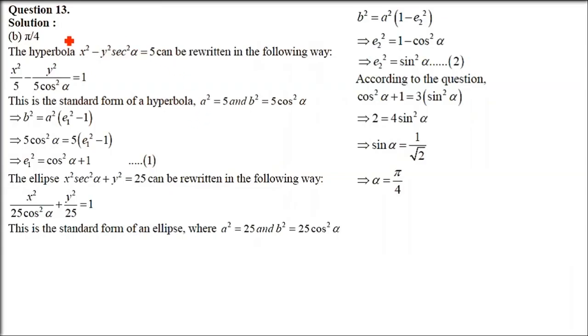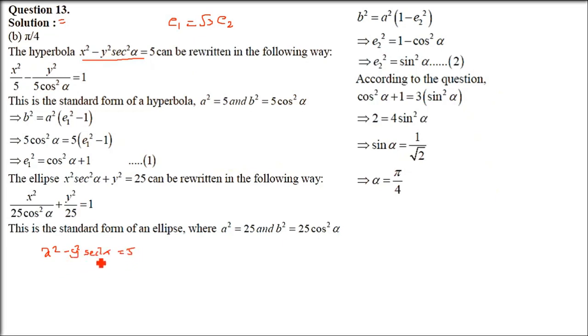Now here we have question number 13. If the eccentricity of the hyperbola x square minus y square sec square alpha equals 5 is root 3 times the eccentricity of the ellipse, let us assume that E1 is the eccentricity of the hyperbola and E2 is the eccentricity of the ellipse. So how to find out the eccentricity here? The hyperbola is x square minus y square sec square alpha equals 5.